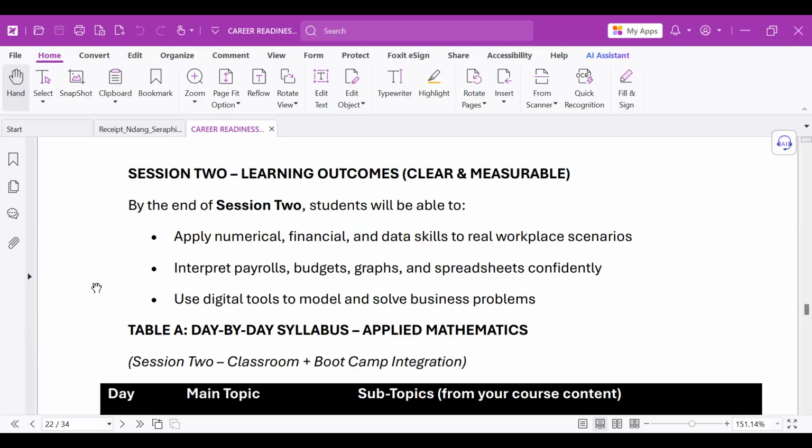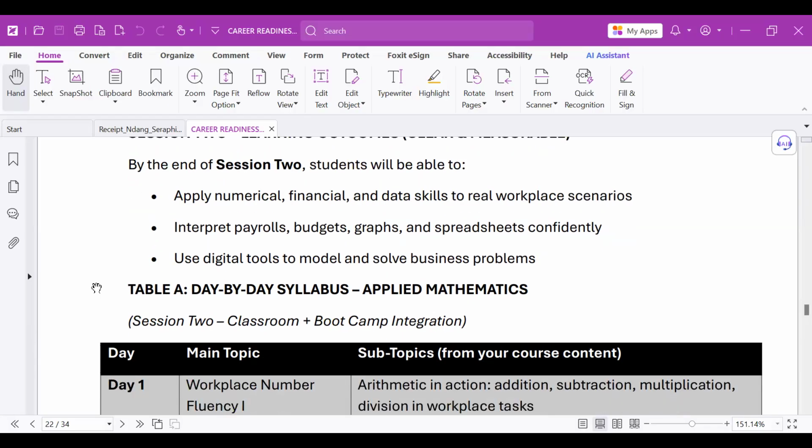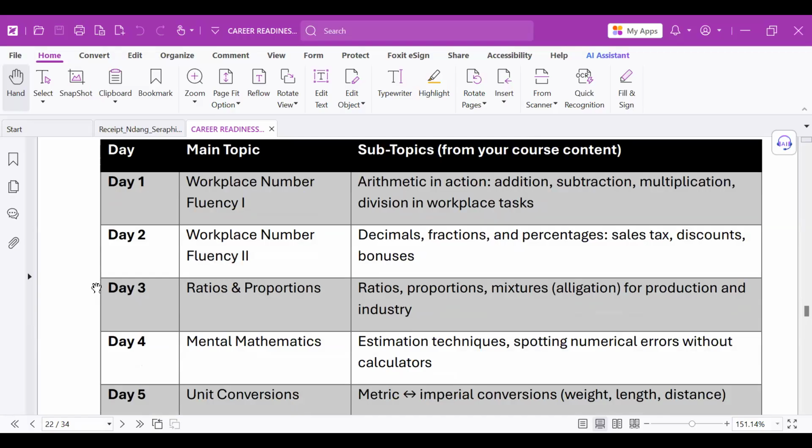Budgets, graphs, spreadsheets. You should be able to use your knowledge of arithmetic to manage these kinds of situations confidently. And finally, you should use digital tools to model and solve business problems. So this is what we are going to be seeing. These are the different topics we are going to cover. The one which is today, we'll start with workplace number fluency. And inside this topic, these are the things we are going to cover.